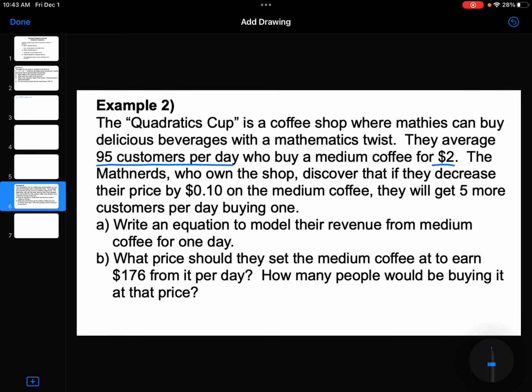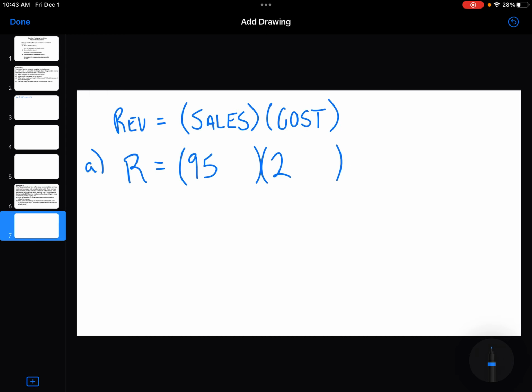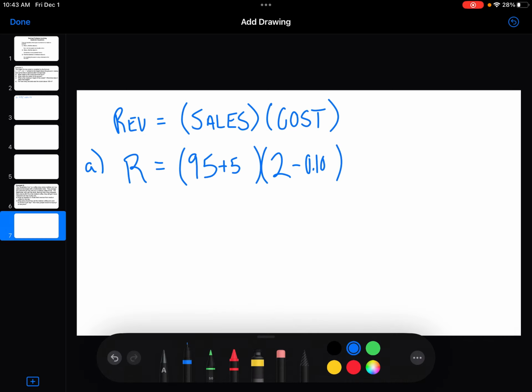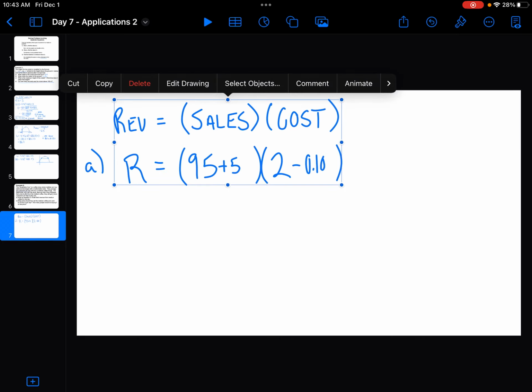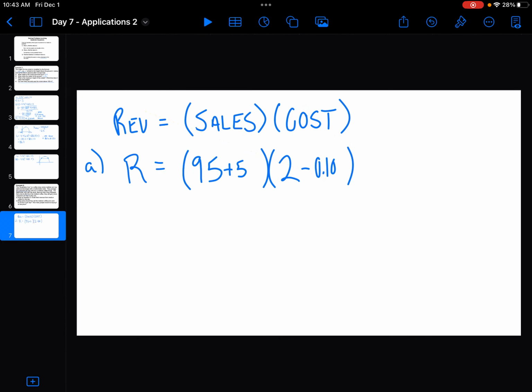However, the math nerds who own the shop discover if they decrease the price by 10 cents, they'll get 5 more customers. Well, if we're decreasing the price by 10 cents, that's going to be here, and we're adding 5 customers, that's going to be here. That only shows one situation. So what we actually need to do is change how we're going to write this equation.